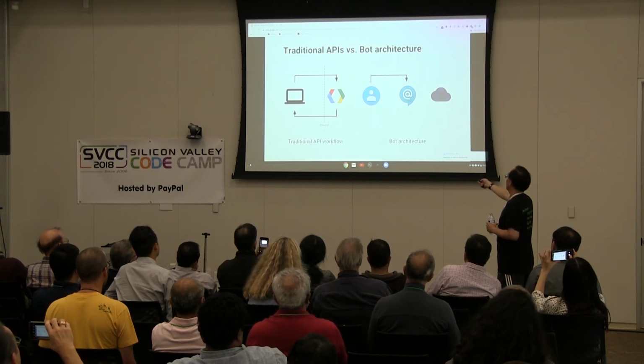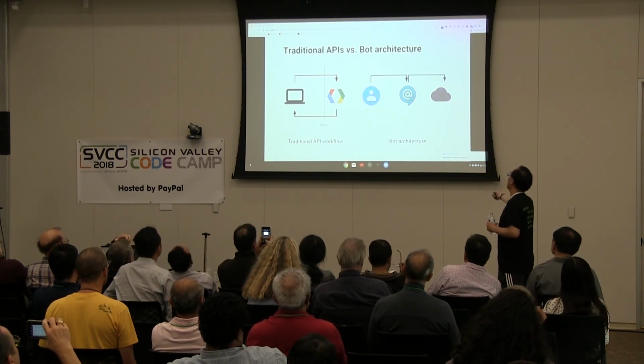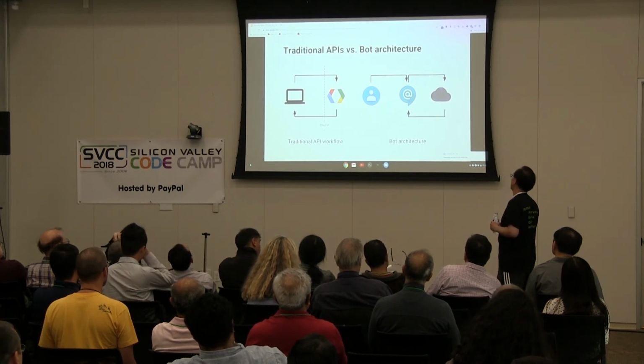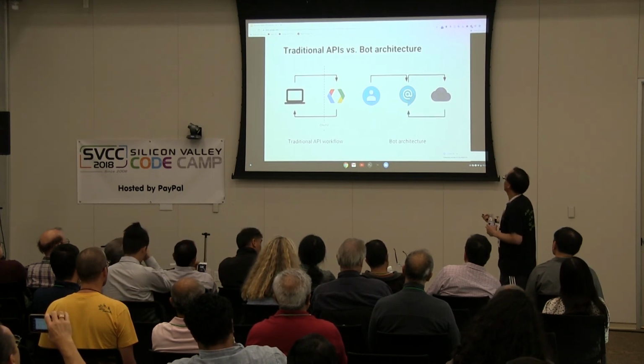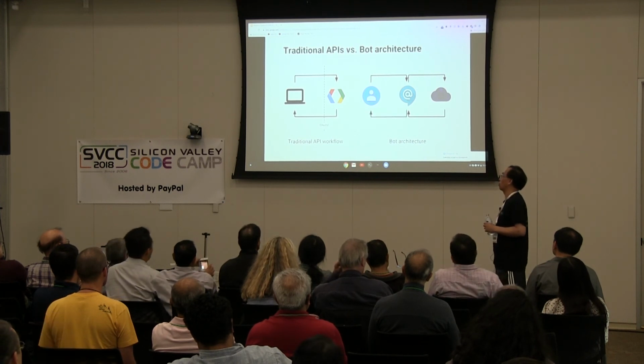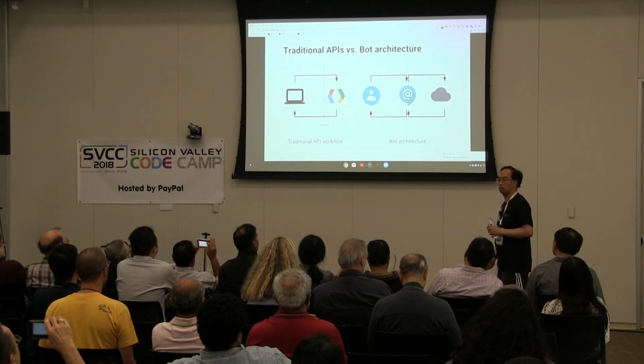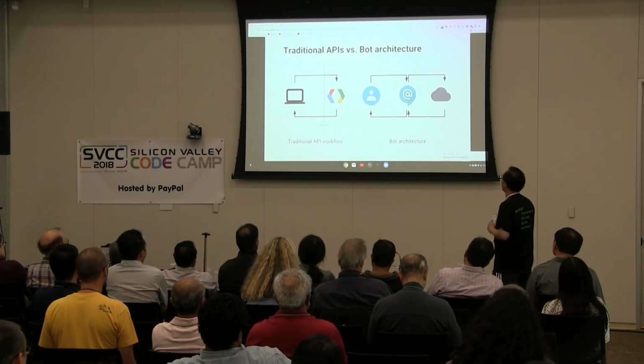And then Hangouts Chat gets a message. Hangouts Chat sends the request to your bot in the cloud somewhere. You handle the request. You return the string back to Hangouts Chat, and then it renders that in the chat room for people to see. So a bot architecture is like three-tiered, so it's a little bit different from a standard REST API.